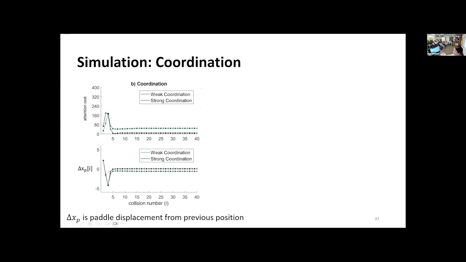For weak coordination, you can see that the green line doesn't quite get to 0. That means that the ball does keep drifting a little bit, and that causes you to also keep using a little bit more attention. Whereas for strong coordination, both of the values settle to 0. So you settle to this perfect place where you don't have to move or see or anything. This is the weak case, because you can see they're still kind of inching down at the very end.